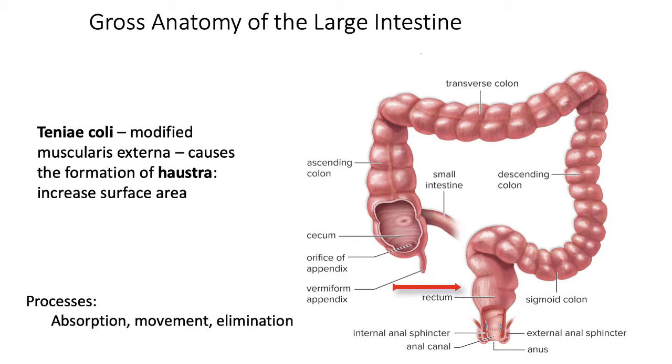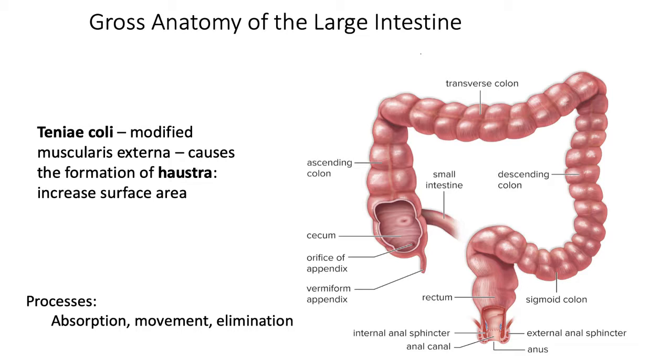The rectum opens at the anus, where elimination occurs. The large intestine does not secrete any enzymes, and the majority of absorption has already occurred by the time the food gets here. The primary function of the large intestine is to absorb water. This allows it to concentrate the remaining waste into feces.